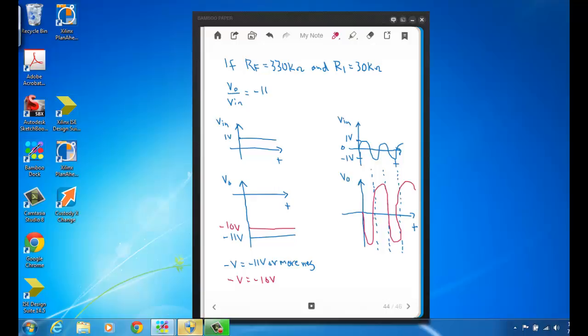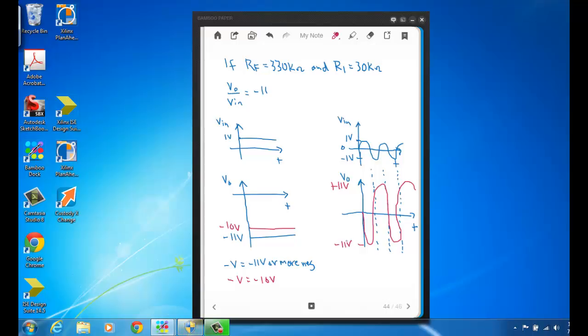Kind of a squirrely sinusoid, but the point being that we would expect a sinusoid that would vary between minus 11 volts and plus 11 volts, and it's 180 degrees out of phase. During the positive half cycles of the input, we have a negative half cycle at the output, and during negative half cycles of the input, we have positive half cycles at the output. Now again, this would all be true as long as the rails, in this case both power source values, have magnitudes 11 volts or greater.